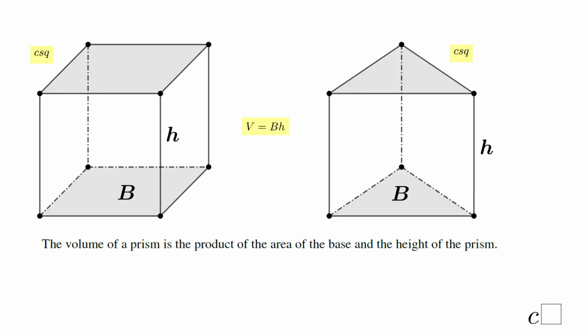And the first thing we're going to take a look at is what we call the volume of a prism, which has a formula, right here. Volume equals capital B, which stands for the area of the base, very important to remember that, times the height. The same thing for this triangular prism.